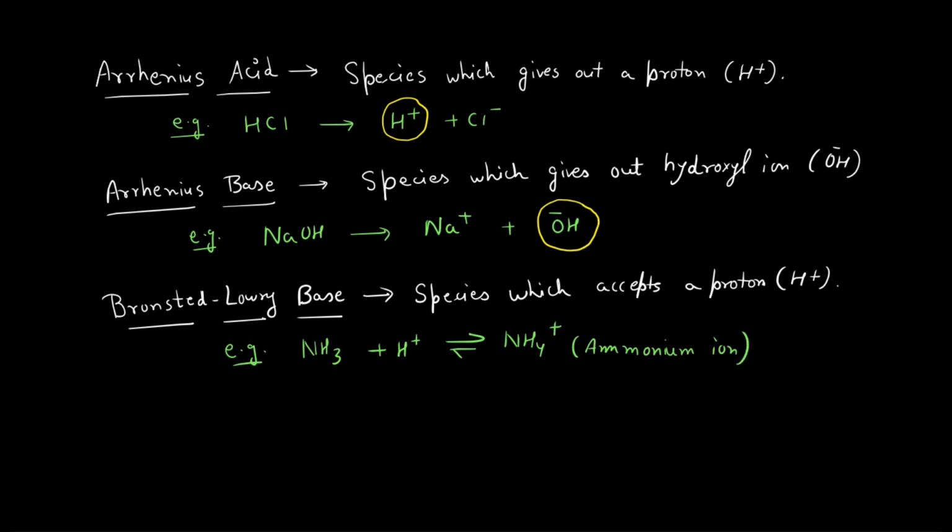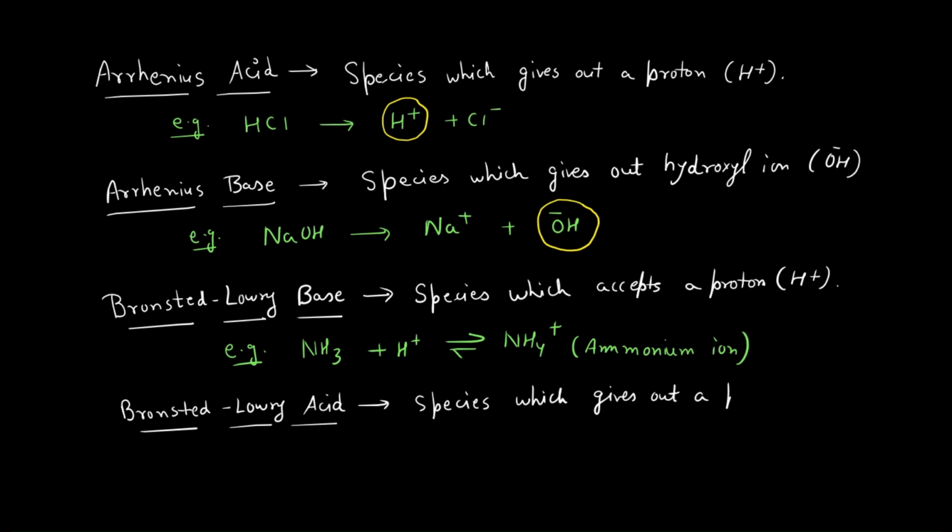Now, what is Bronsted-Lowry acid? Bronsted-Lowry acid remains the same as the Arrhenius acid. So species which gives out a proton will be termed as Bronsted-Lowry acid.